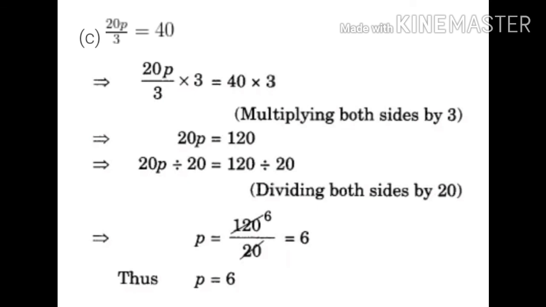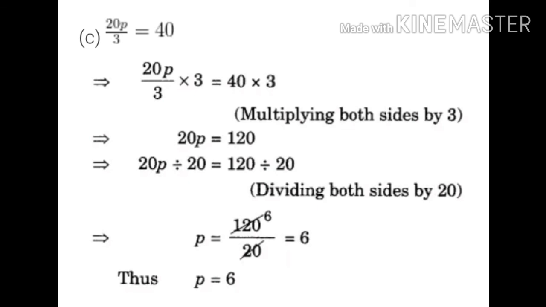Now let's see the C part of the same question. 20p upon 3 is equal to 40. As I told you, we have to separate the variable. So we are going to first of all eliminate the denominator by multiplying with the same number on both sides. We have multiplied 3 on both sides. We get 20p is equal to 120.